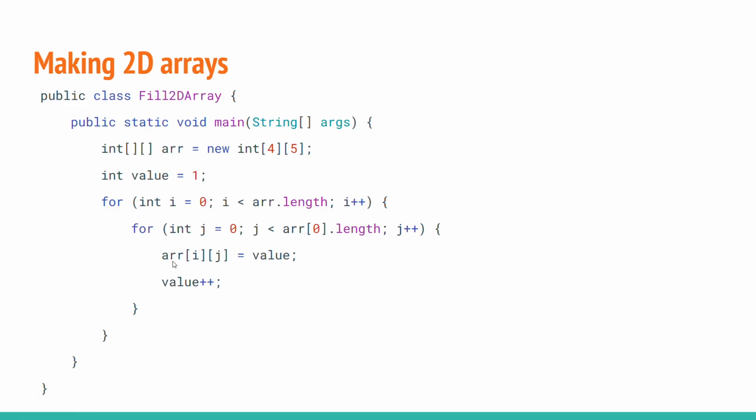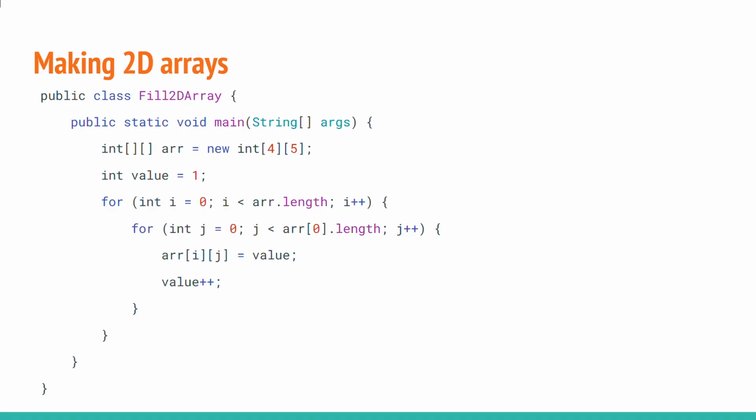And then once we're at each location, we would just do array[i][j], which is our indexes, equals value, and then we increment the value, and then just continue the loop. So that's the first way. That's good if you literally just want to count up, but that's going to create one specific type of 2D array, right? You're just going to have 1, 2, 3, 4, 5, 6.